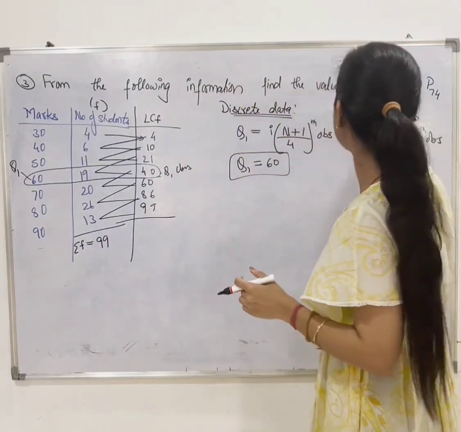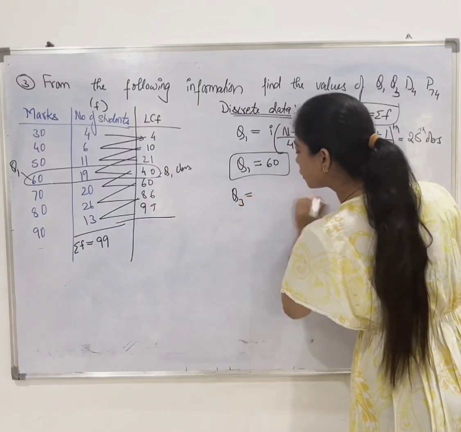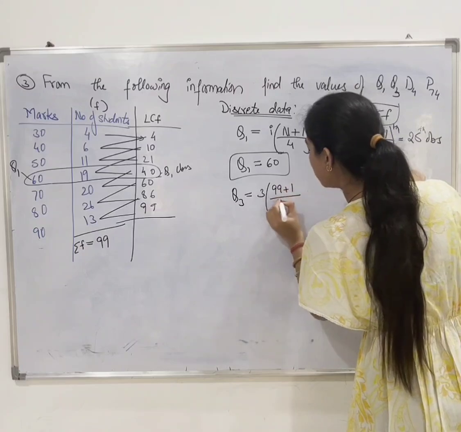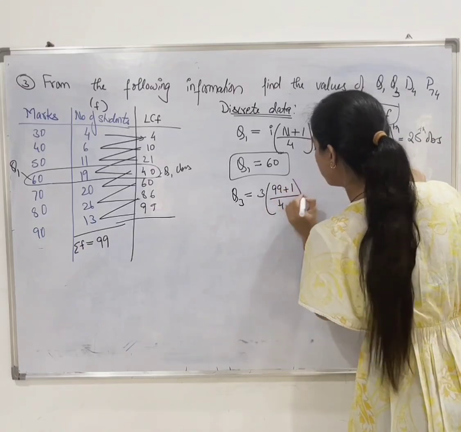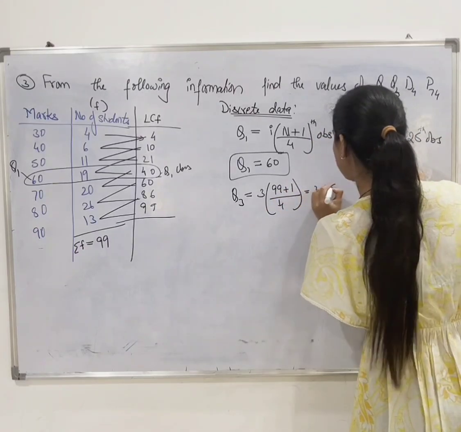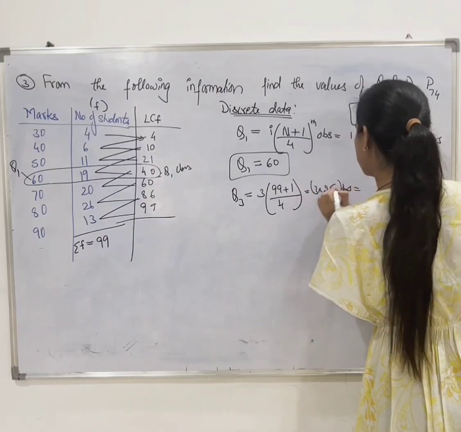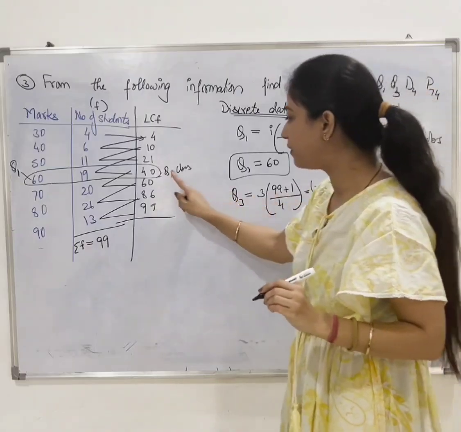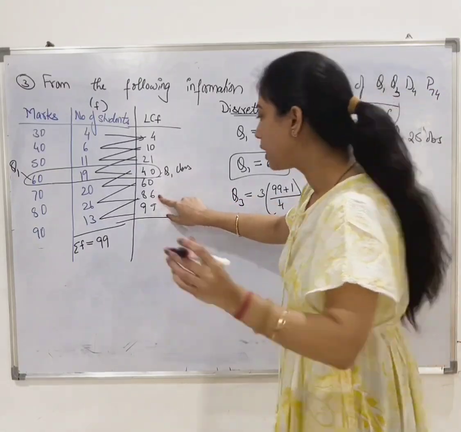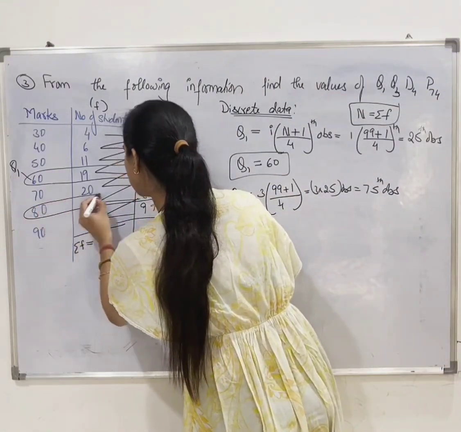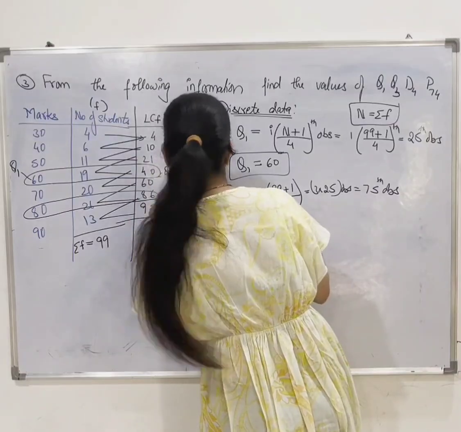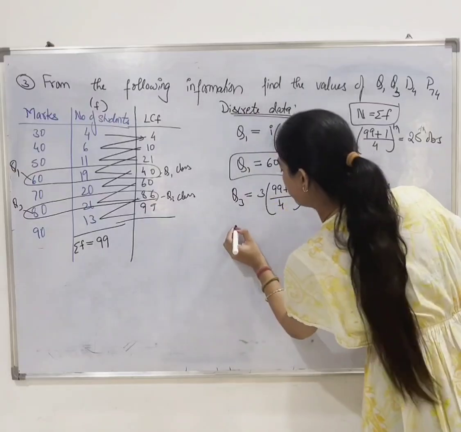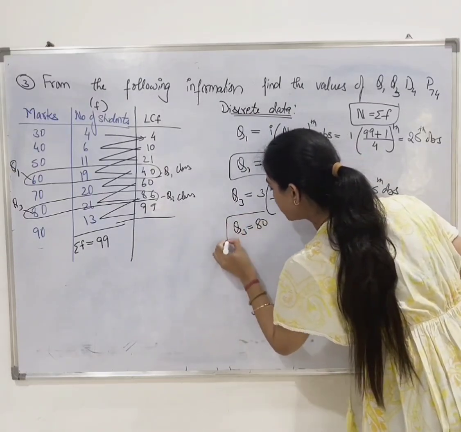Now let's move on to the next one, which is Q3. In a similar way, Q3 will be 3 into (99 plus 1) by 4th observation, which comes to 3 into the 25th observation, and that is 3 fives are 15, 75th observation. Now we need to search for 75 in the data, which lies between 60 and 86, but the highest is 86. So we will consider this particular class as the Q3 class. So the value of Q3 is 80.